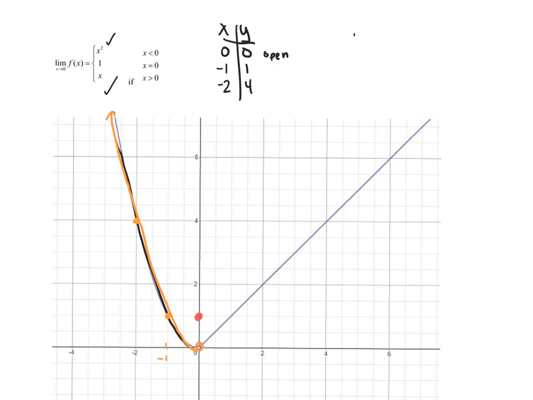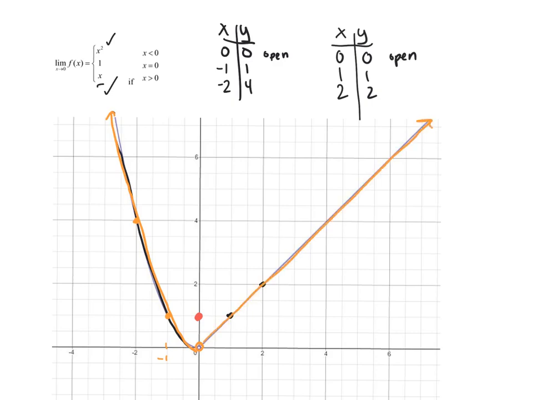And then for greater than 0, it's just x itself. So 0, 1, 2, because those are bigger than 0, and 0 will be open. So I just get 0, 1, 2, because I'm just plugging them into x. And so there's some of my points. There's 1, 1, there's 2, 2, and you can see it going off in this direction.